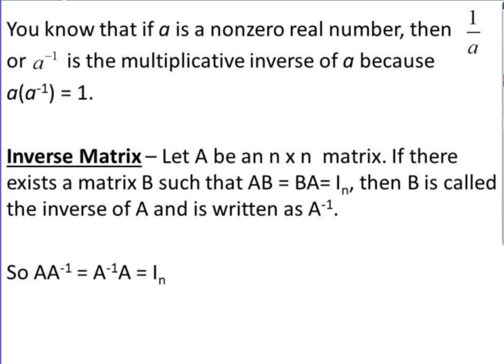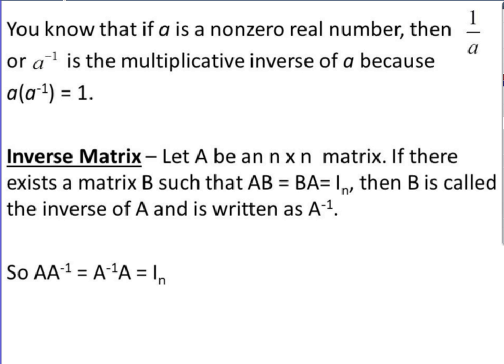We know that if A is a non-zero real number, then the value of 1 over A, or A to the negative first power, is the multiplicative inverse of A, because A times A to the negative first is equal to 1. So if you multiply two values together and end up with the multiplicative identity for that set of values, which is 1, then we know that they are inverses of each other.